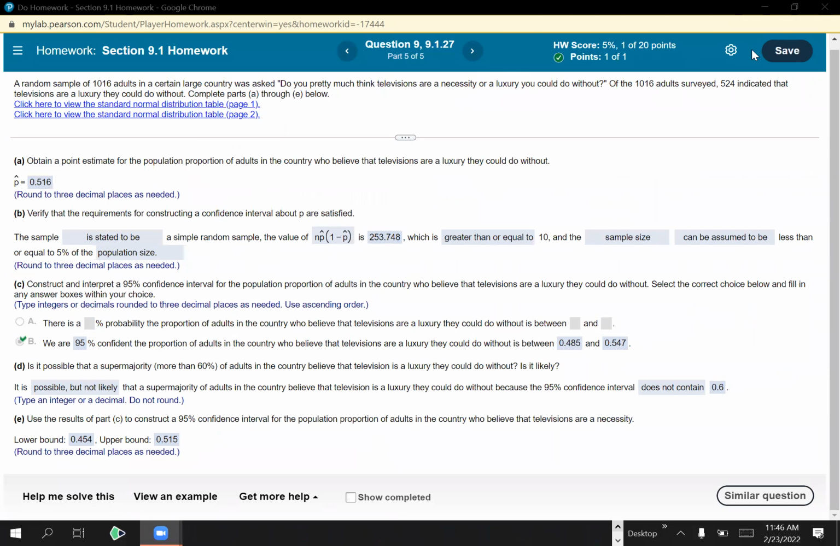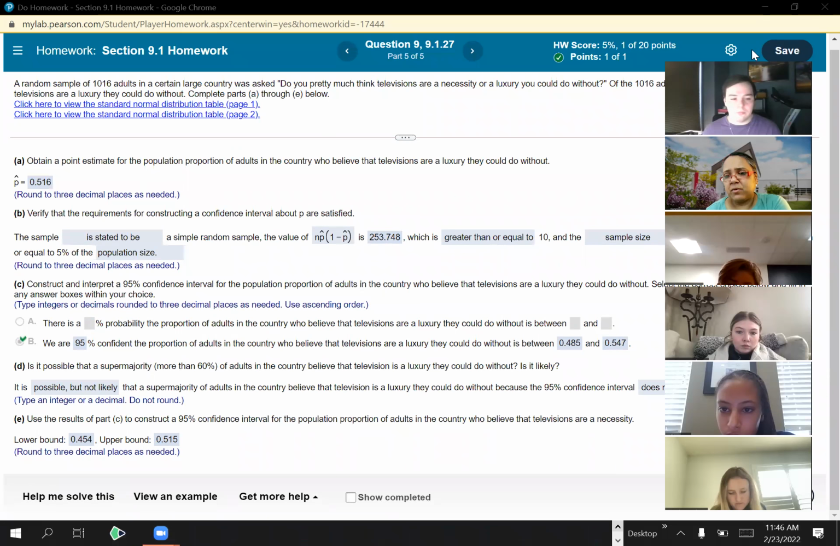So questions on this example over here, guys? How to calculate your confidence interval?